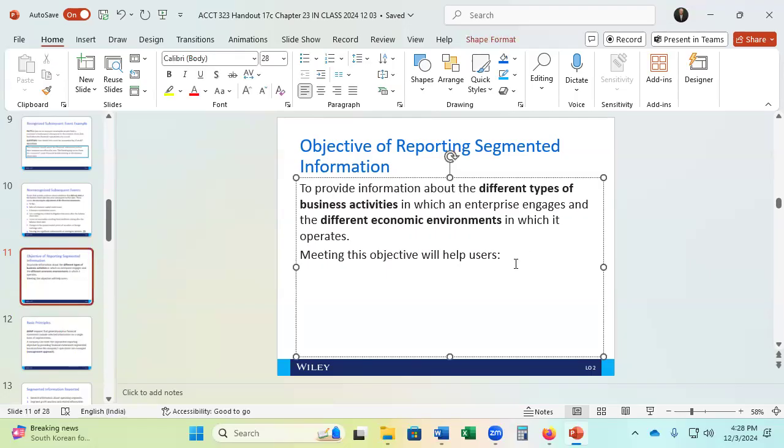but the nice thing is that they provide us with some tests to tell us whether or not you should report the segment information. Now, if you've had managerial accounting, you know that it's likely all of the managers and the important executives are looking at this information. So they should have it available to disclose by segment. And so how does this help users?